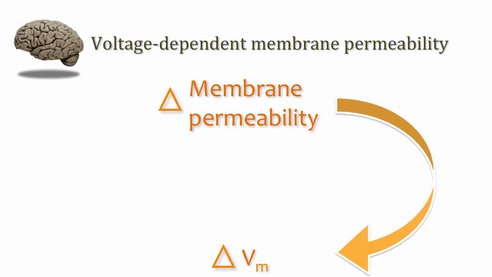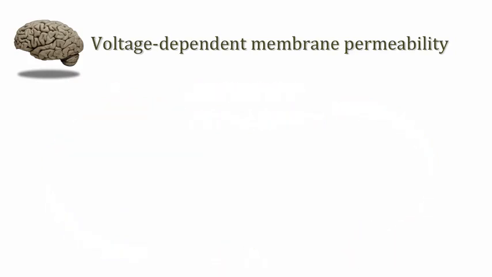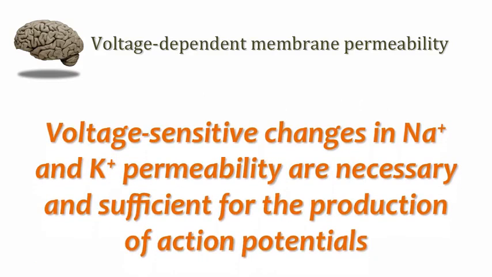Now, what we haven't talked about at all yet is how do those changes in membrane permeability come about? Well, perhaps a surprising answer is that changes in membrane permeability are themselves influenced by the change in membrane potential. This is the ionic basis for the action potential, which we'll have more to speak about in the next couple of tutorials. For now, I think I can summarize the main message that I've tried to convey to you in the following statement, that voltage-sensitive changes in sodium and potassium permeability are necessary and sufficient for the production of action potentials.